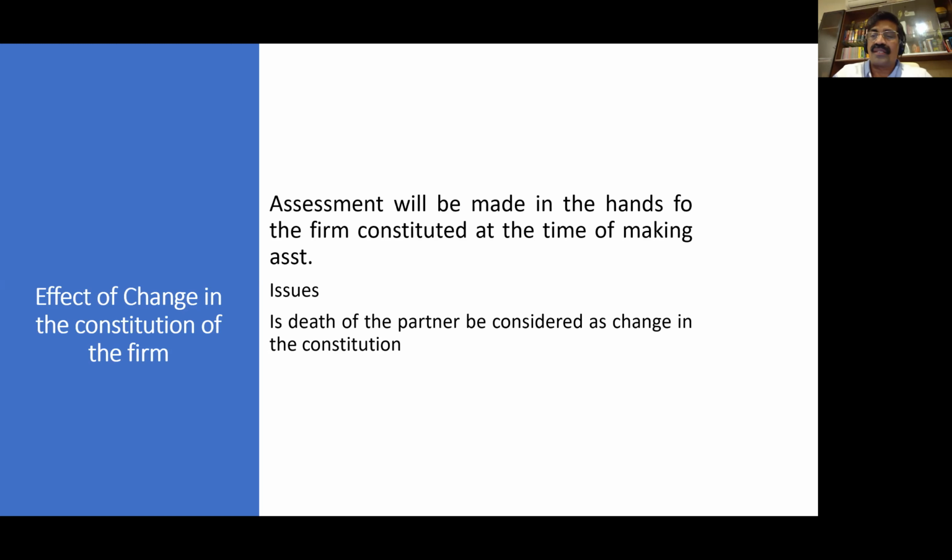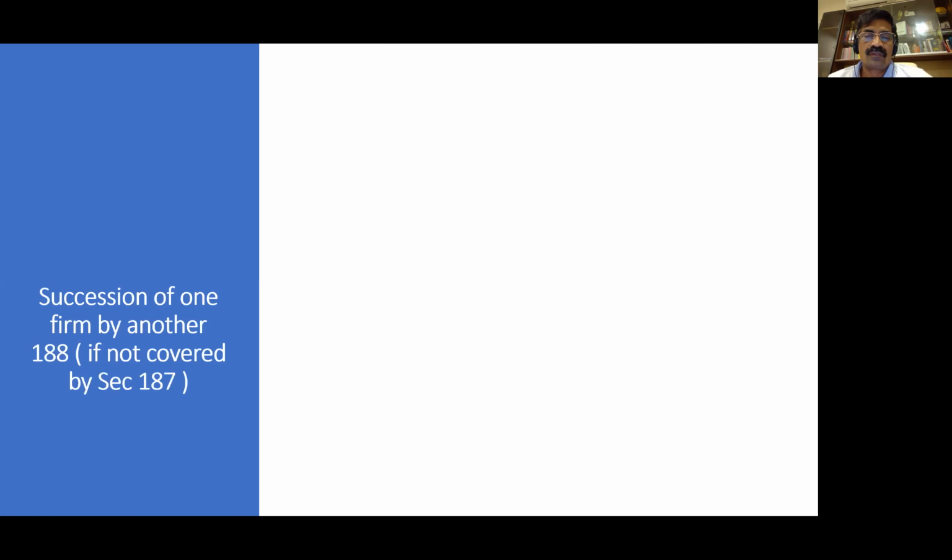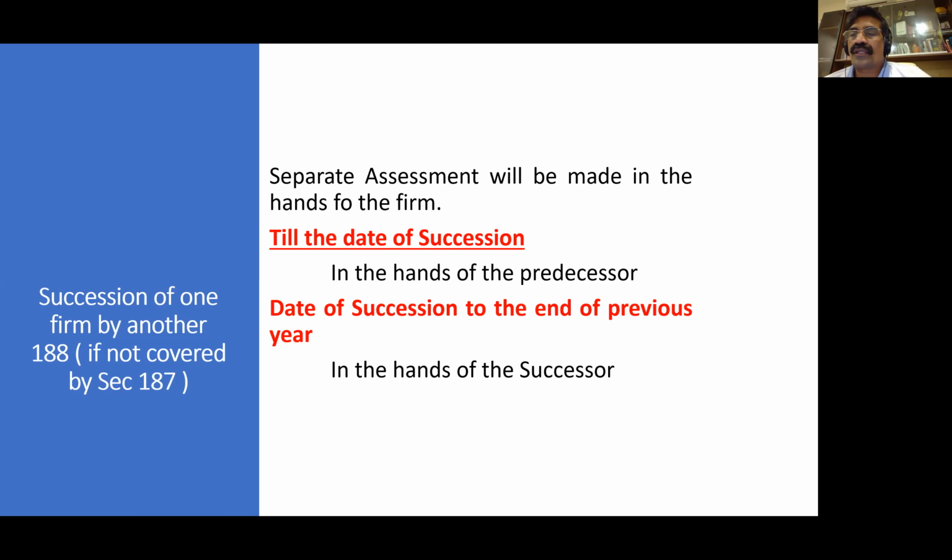For example, ABC are partners. XYZ admitted, ABC retired. One of the conditions to come out of 187 is at least one partner should continue post the change. None of the partners before the change are there. So what is the effect? I don't satisfy 187. Now, since I'm not going to satisfy 187, section 188 will come. There will be two assessments made for the same year. Succession of one firm by another, section 188.